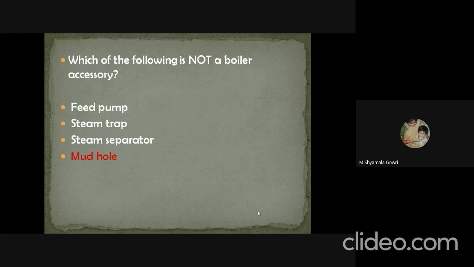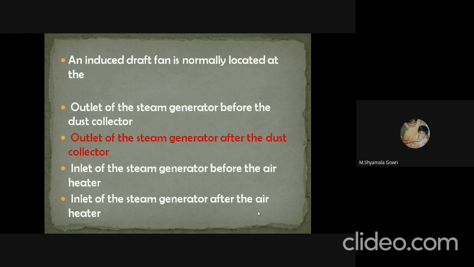Which of the following is not a boiler accessory? Feed pump is a boiler accessory. Steam trap is a boiler accessory. Steam separator is also a boiler accessory. Here the mud hole is given. Mud hole is not a boiler accessory. An induced draft fan is normally located at the outlet of steam generator after dust collector.